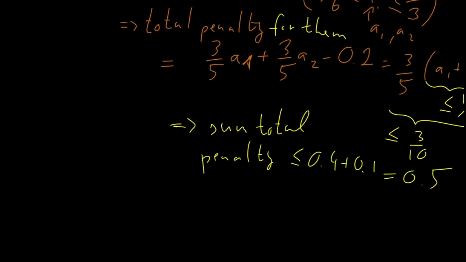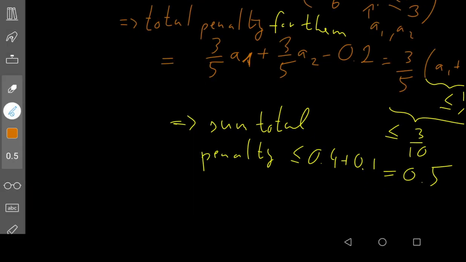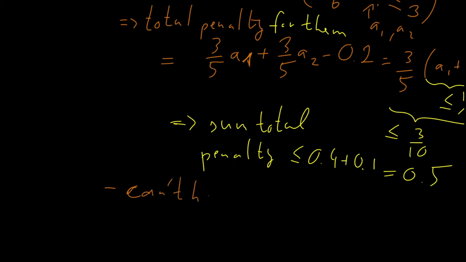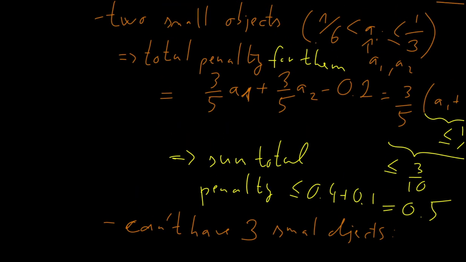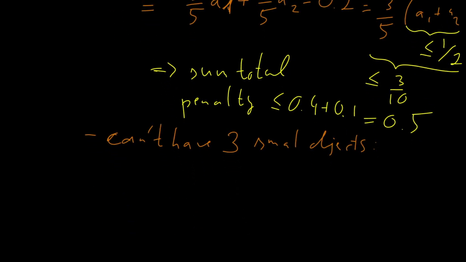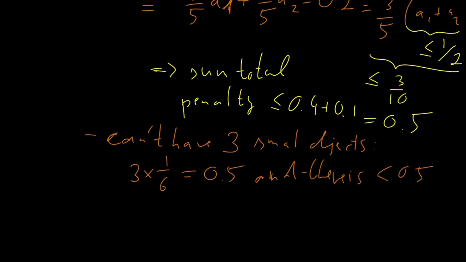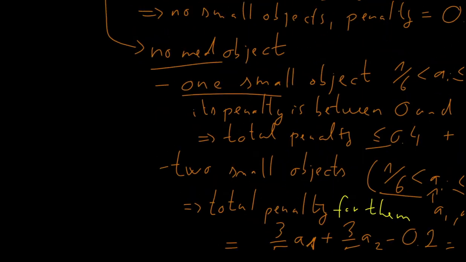Now we can't have 3 small objects, because the lower bound is 1 over 6, and these objects should weigh strictly more than 1 over 6, which means that 3 times 1 over 6 is already 1/2, and there is smaller than 0.5 space left in the container. Okay, so that was the first large case.